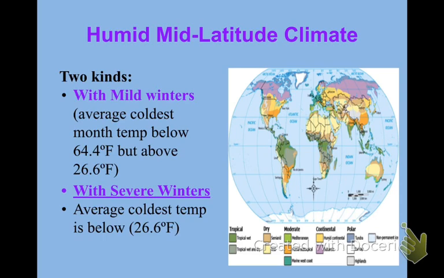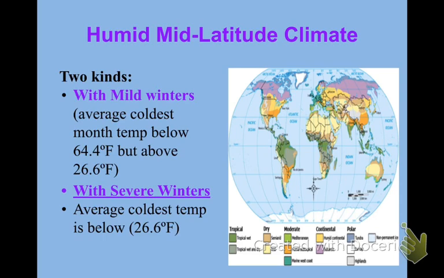So if it's humid, that's going to tell you that there's a decent amount of moisture. There's a good amount of precipitation. If it's mid-latitude, then the zone that it's falling into is the temperate zone. So that means that, based on the name, humid mid-latitude, it's going to have a lot of moisture, and it's going to have moderate temperatures. So if you are humid mid-latitude with mild winters, that means that your winters don't get too cold. This is where we live. Our winters are going to be under 64 degrees, but they're typically above 26 degrees.